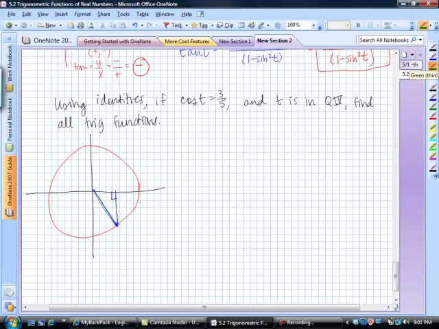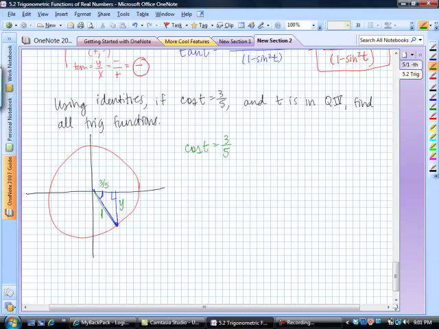Now, we don't know what t is, but we do know that cosine of t is 3/5. So wouldn't you say that cosine of t, the x value, is 3/5? And wouldn't you say that we don't know what the y value is, do we? So we're going to call that x. Or why don't we call that y, just to not be confusing. We do know that the radius is 1.